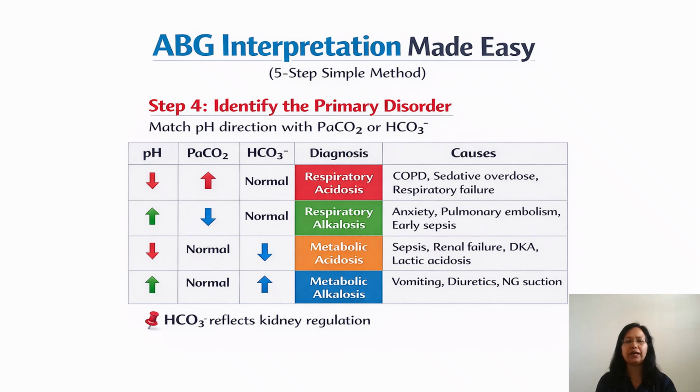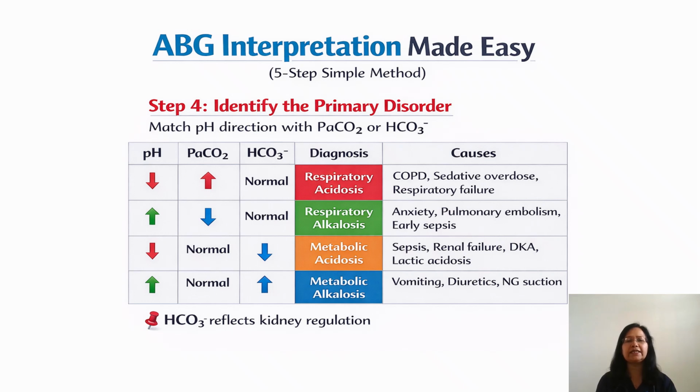If pH is low, PCO2 is high, and bicarb is normal, it means respiratory acidosis. Causes could be COPD, sedative overdose, and respiratory failure. If pH is high, PCO2 is low, and bicarb is normal, it means respiratory alkalosis. The causes will be anxiety, pulmonary edema, and early sepsis.